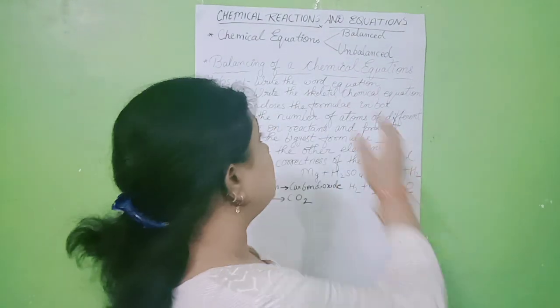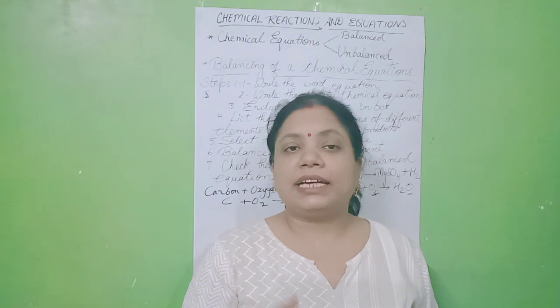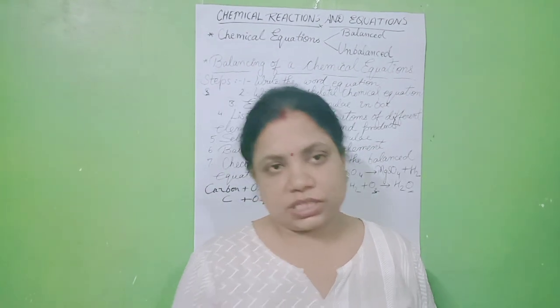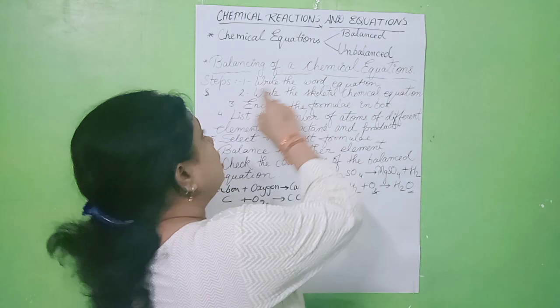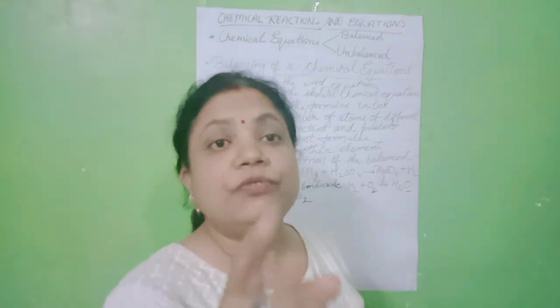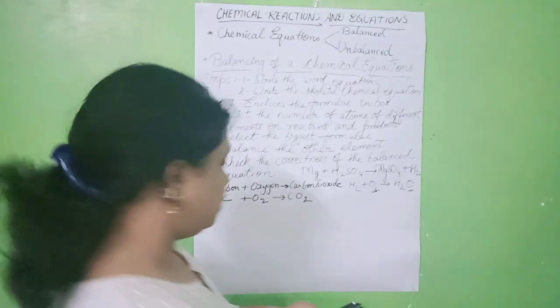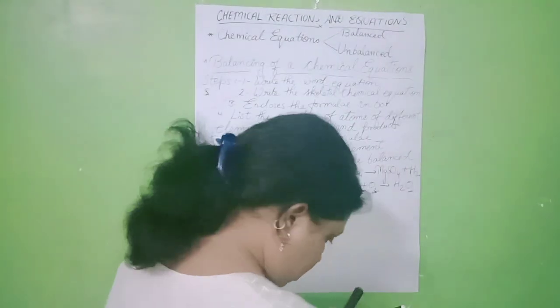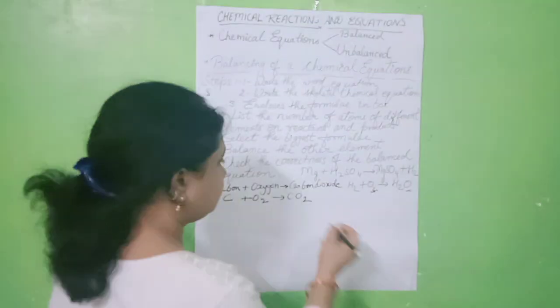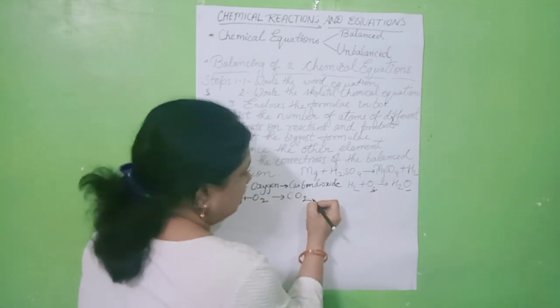So now how do we balance the equation? Whatever steps I have given, you follow them and you will be able to balance the equation. See, student, what is the first step? Write the word equation. Write the word equation means that you have to write in words. In words it is given, students.